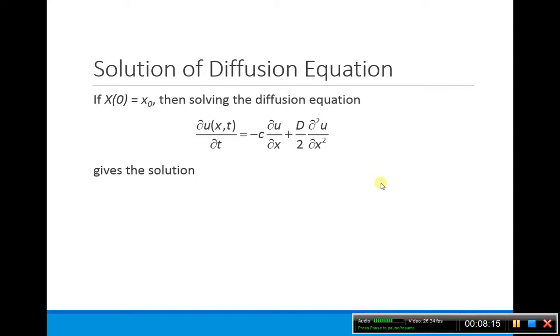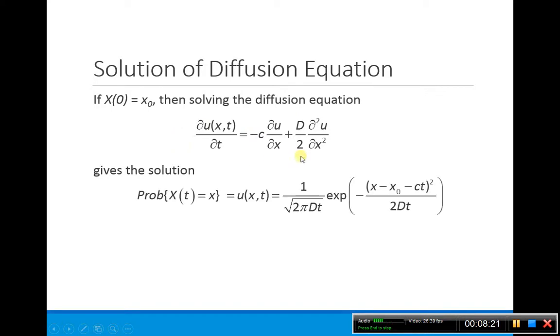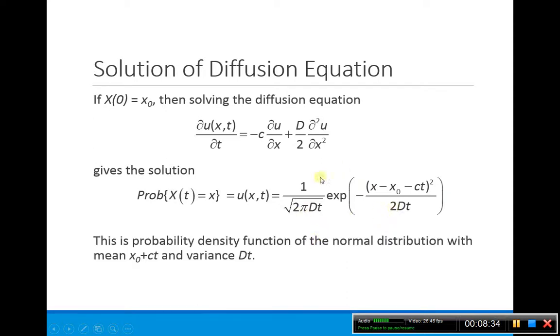So here, if our initial condition is given to be x0, then we can solve the diffusion equation and we get the probability of x(t) equals x, or our u of x, t, is given by this form. But remember what that form is. We've seen that form before. This is just the probability density function for the normal distribution, where here we have x0 plus ct as our mean, and dt here is our variance.